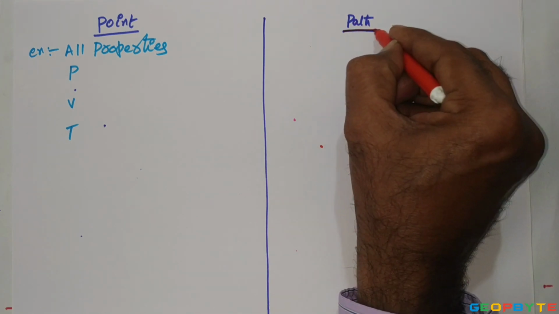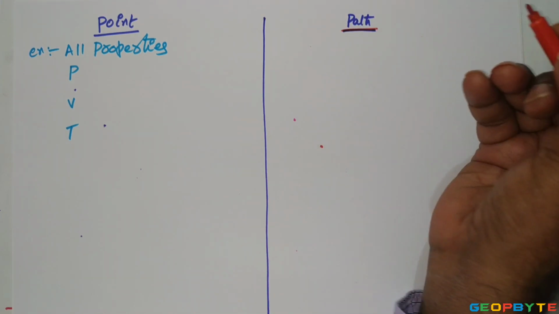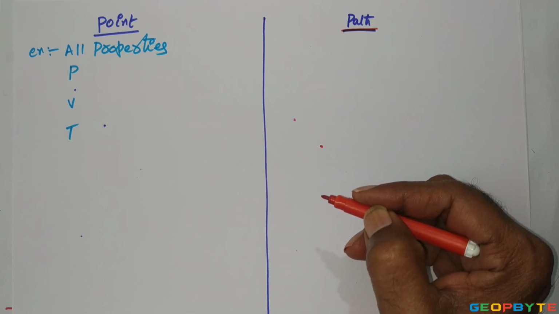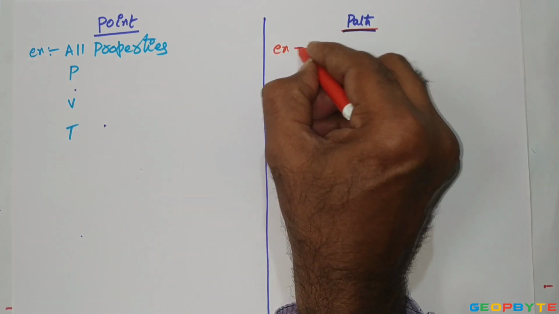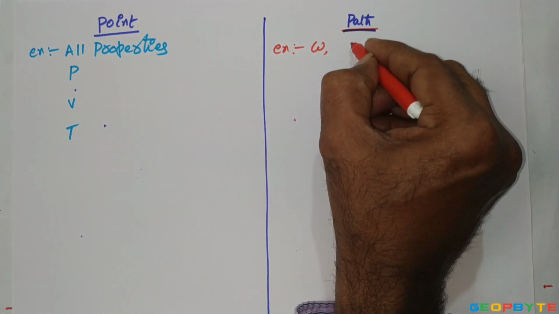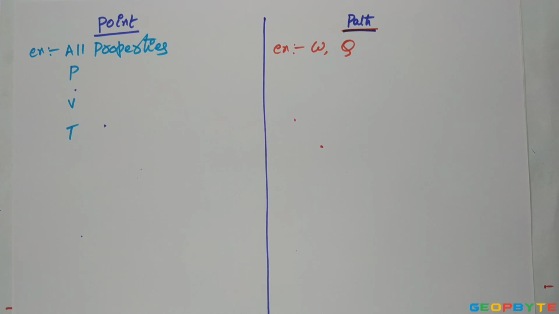Now come to the path function quantities. The quantity which is not only depending on the initial and final state but also the route followed by the process is called path function quantity. Example for path function quantity: thermodynamic work and thermodynamic heat. As we know, work is not only depending on the initial and final state but also the route followed by the process. Such kind of quantity is thermodynamically called a path function quantity.